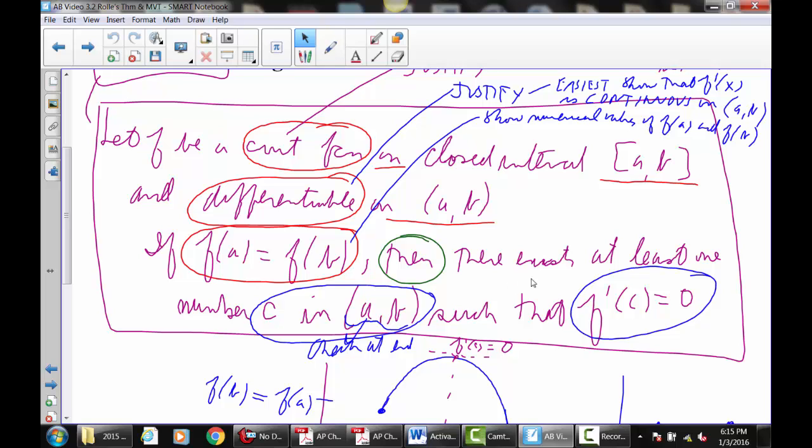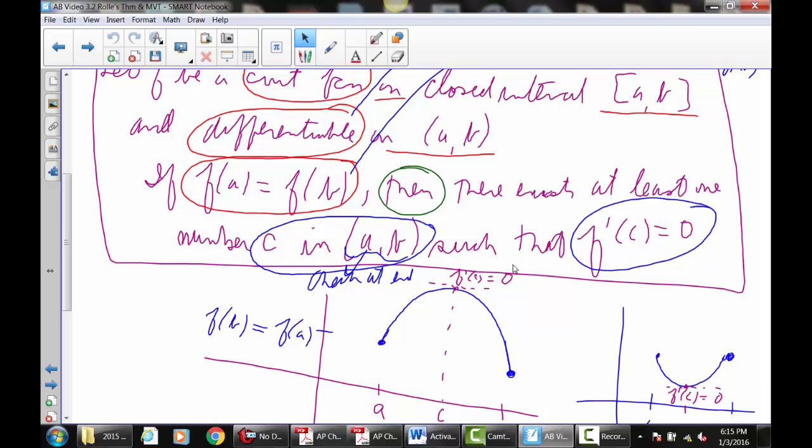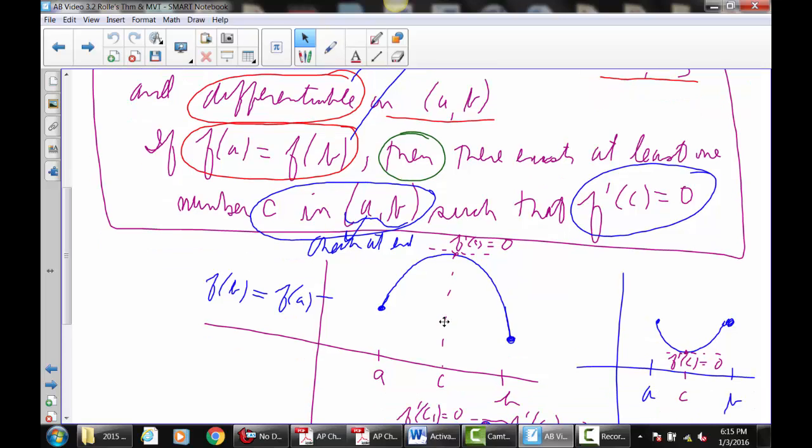Now, this is very simple. Basically, it's saying what goes up must come down, what goes down must come back up. So here's an example. I have a point f of a equals f of b. So here's a, f of a, and b, f of b, but f of a and f of b are the same height. The function, as you can see, is continuous everywhere.